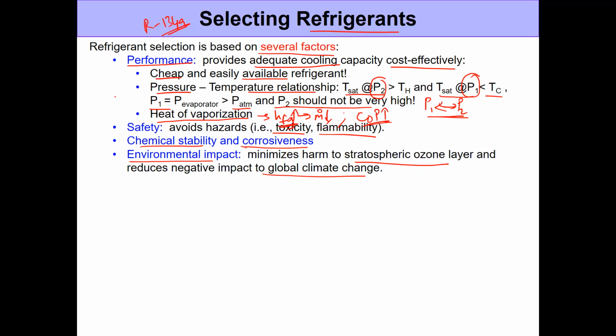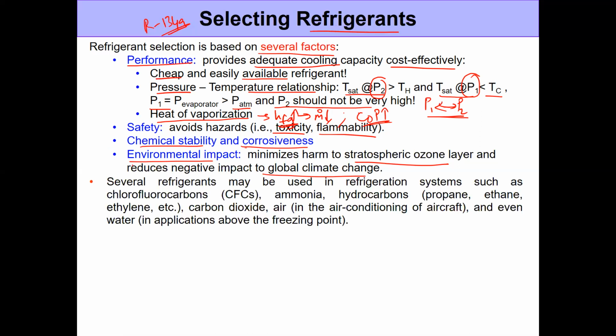So when we look at all the above criteria that we have discussed, there are a lot of refrigerants that fit a lot of these criteria, right? Some are better, some are worse when we look at the above criteria. So a lot of refrigerants such as chlorofluorocarbons, ammonia, hydrocarbons such as propane, ethane, ethylene, so on, even carbon dioxide and air, for example, in the aircraft, and even water has been used, right? So certainly water is something that you can use when your application is above the freezing point, right? Below the freezing point, you can't really use it. So a lot of refrigerants have been tried around, okay? So a lot of different refrigerants have been used for different applications.